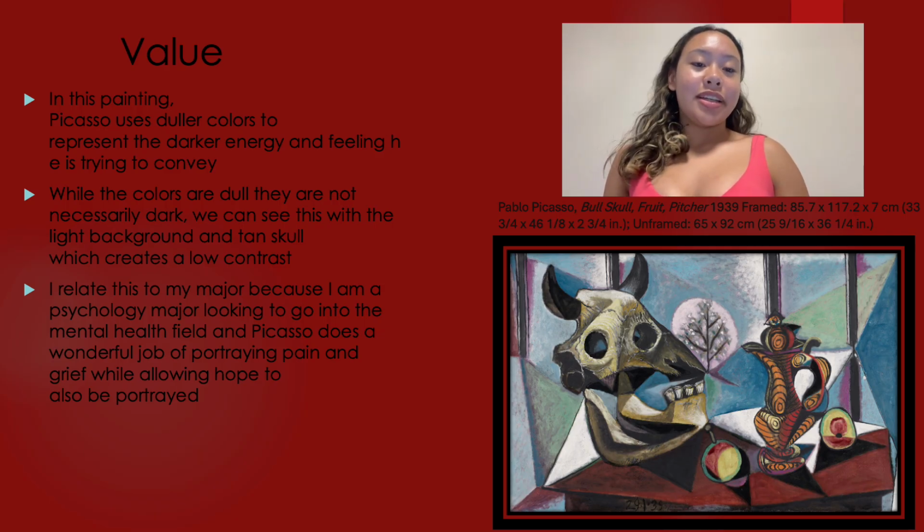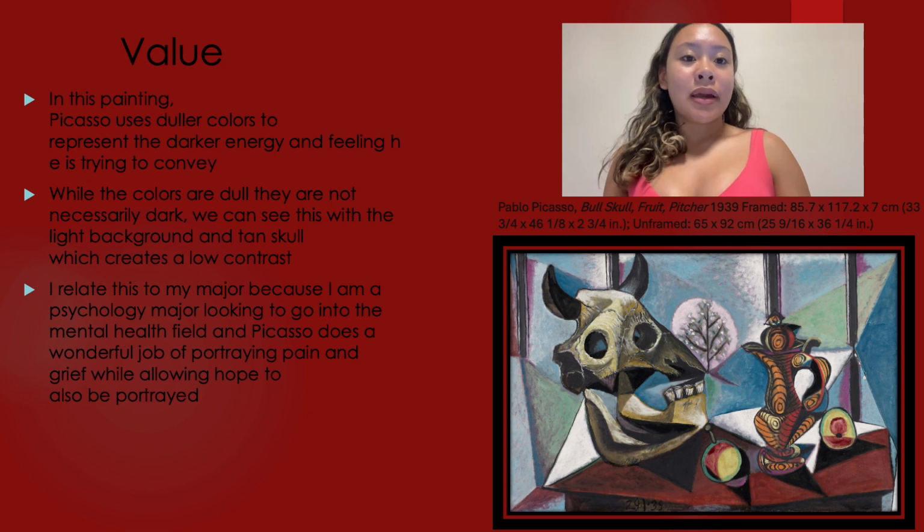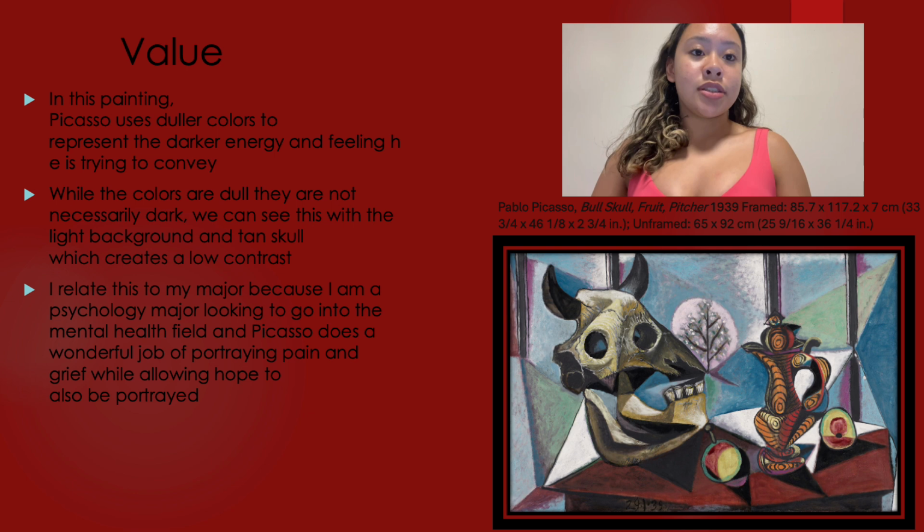Hi, my name is Gabriella Lee, and I am a freshman at FAU studying psychology. For this assignment, I picked value as my formal art element. In this painting, Picasso uses duller colors to represent the dark energy and feeling he is trying to convey. This painting was painted at a time of grief and loss for him. He had just recently lost his mother, and the Spanish Civil War was going on, so he wanted to show the pain of that. And while these colors are dull, they are not necessarily dark colors. For example, we can see the light background with the tan skull, which is pretty light, and this creates a low contrast within the painting.